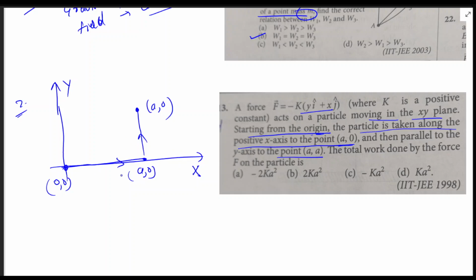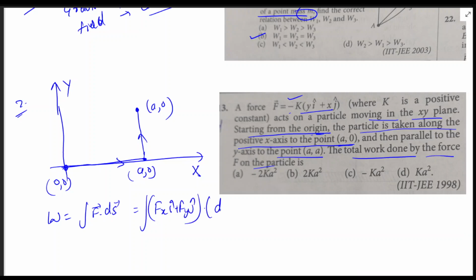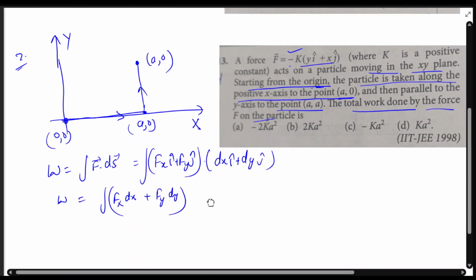Okay, so look, we do not have to worry about the path because the force itself is given, so it does not matter. We'll just use the formula and we'll get the answer. So you don't have to worry about this path. The total work done by the force. Okay, perfect. So we know work done by force was F dot ds, right? We can write it as Fx i cap plus Fy j cap, dot dx i cap plus dy j cap. So we can also write it as integral Fx dx plus Fy dy, right? So let's just write it like this.